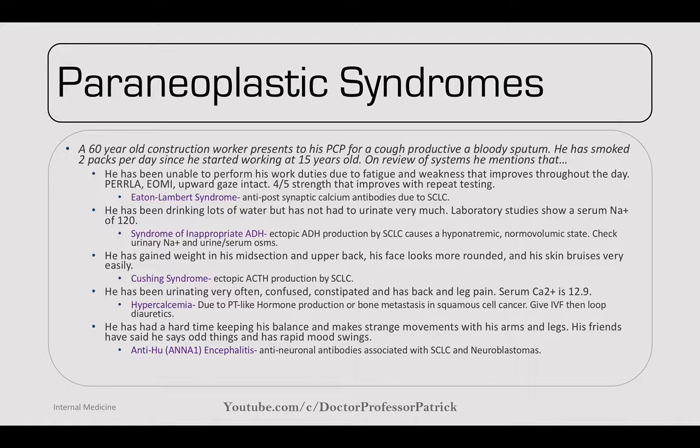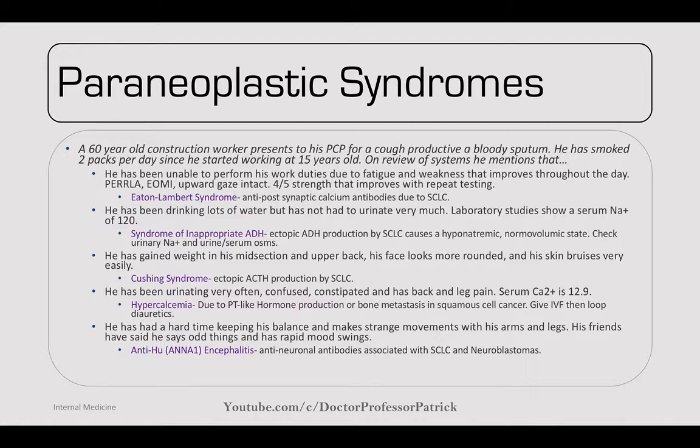So someone who's been urinating very often, confused, constipated, he has back and leg pain. His serum calcium is 12.9. This is hypercalcemia of malignancy. This is due to parathyroid-like hormone production or bone mets in a squamous cell cancer. So you want to give IV fluids and then loop diuretics.